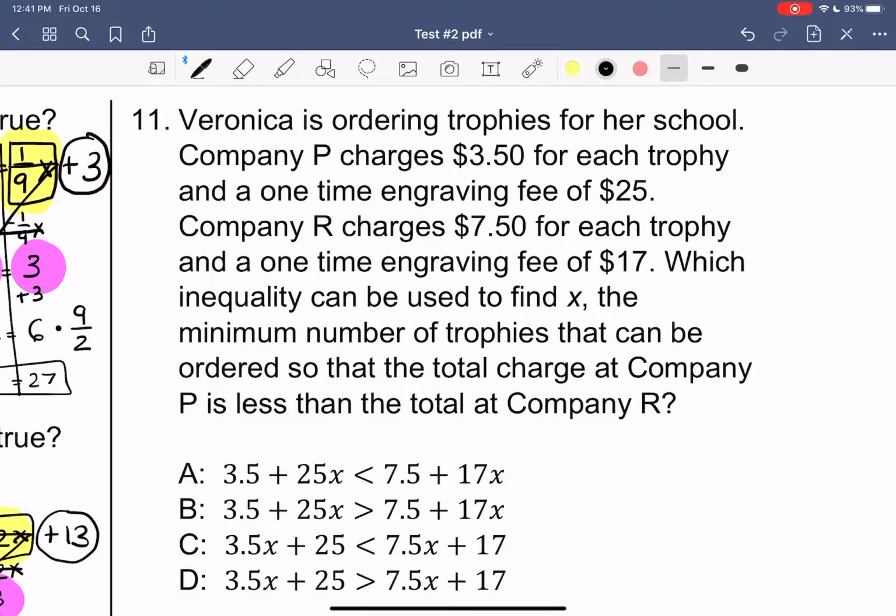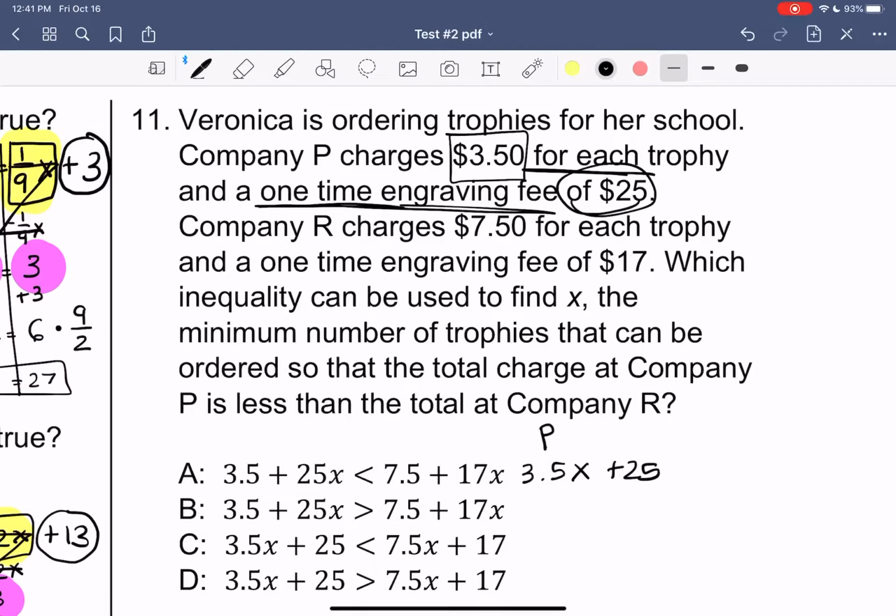Okay, let's break this down. So we have $350 for each trophy. Each of them is going to increase, so that's a variable, and a one-time engraving fee of $25. I'm going to pause for a second and just write that down here. So we have Company P with $350X plus 25. I'm going to go on.